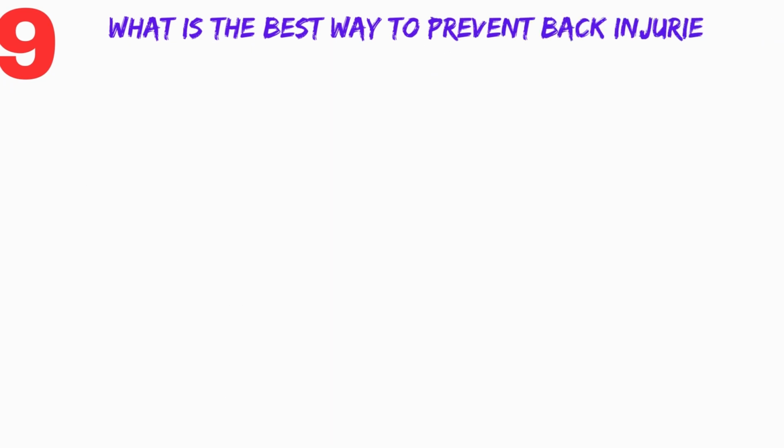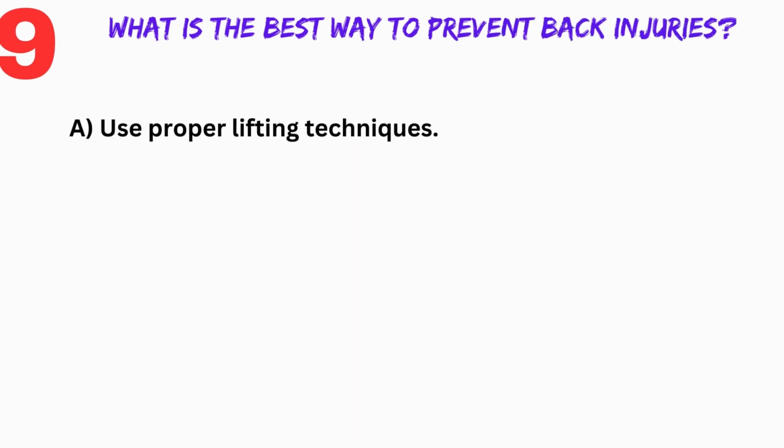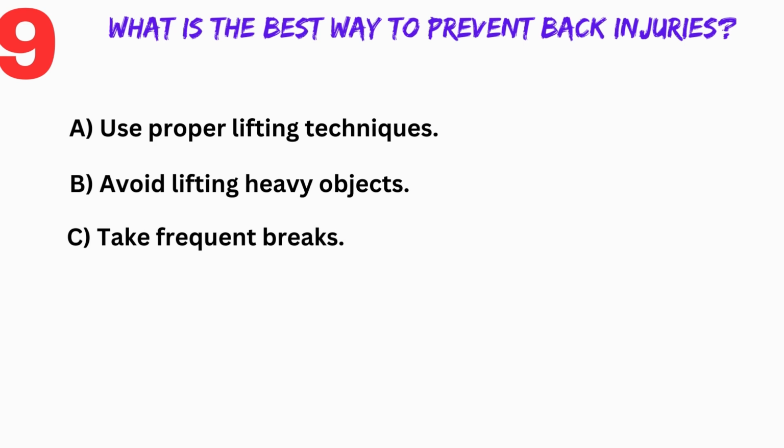Question 9. What is the best way to prevent back injuries? A. Use proper lifting techniques. B. Avoid lifting heavy objects. C. Take frequent breaks. D. All of the above. Answer: D. All of the above.